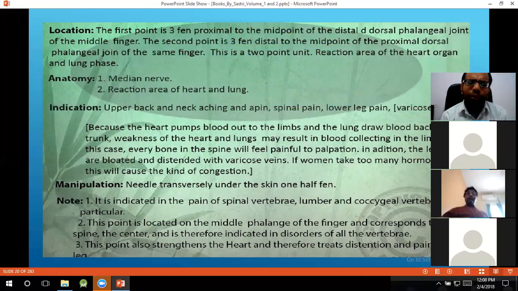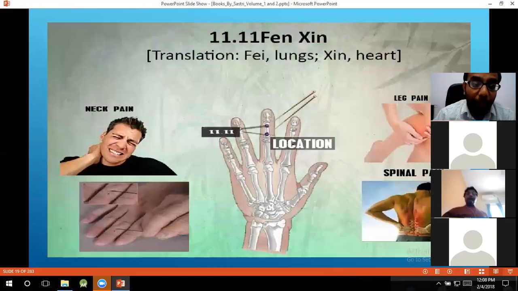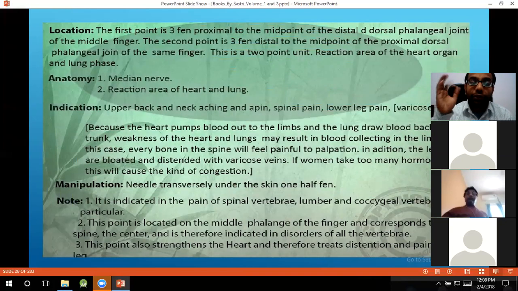And more appropriately, whenever there is a post-operative case of varicose vein, 11.11 gives very good support, and that is why it is a very good discriminating point in Tung acupuncture. So it is indicating the pain of the spinal vertebra. You can see in the dorsal area and trunk area, and more important is the coccyx area. The coccyx area has very low blood supply, and coccydynia is the biggest problem which we are suffering from.